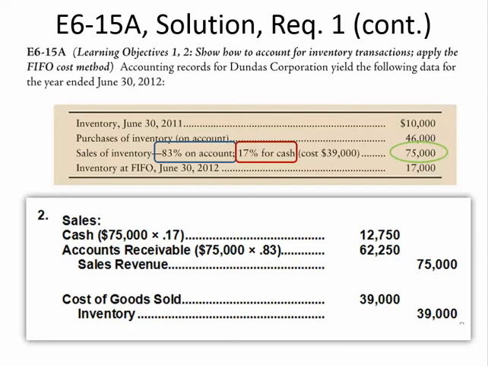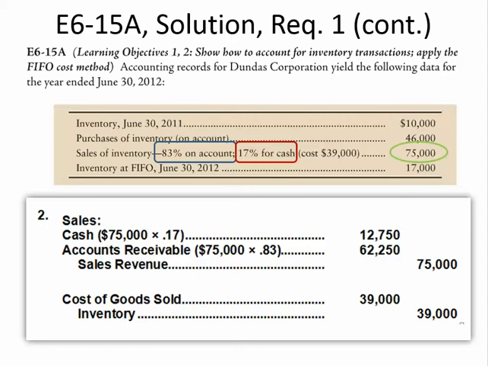So if we take 17%, the thing that I've circled in red, so the 17% times 75,000, that's going to give me 12,750. So that's the amount of cash. Now, it tells us 83% of the inventory sales were on account. So this is where accounts receivable comes into play. So the 75,000 total sales times the 83% on account gives me 62,250 as my increase to accounts receivable.